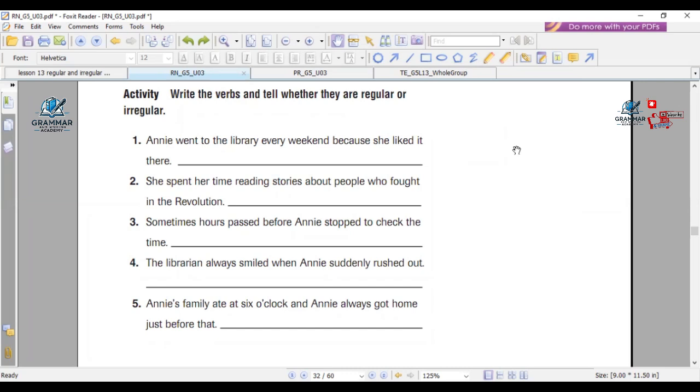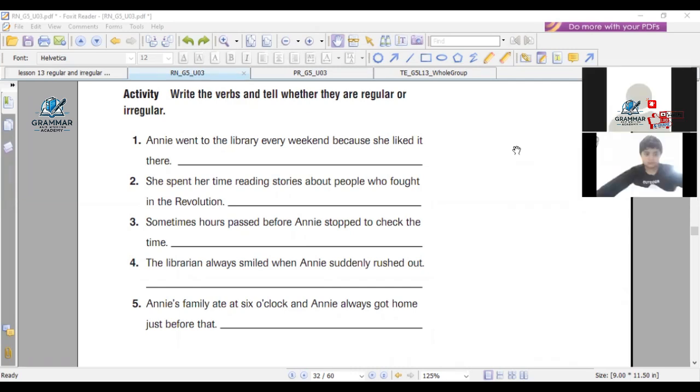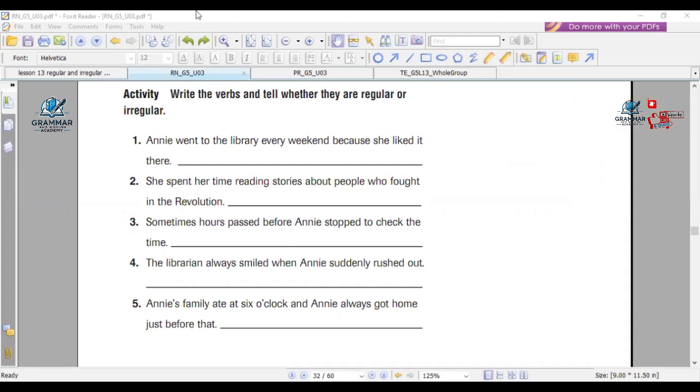Ibrahim Mirza, number 1. The first sentence. Okay. Annie went to the library every weekend because she liked it there. Okay, so there are 2 verbs here. Went, and went is an irregular verb. Good. And liked is a regular verb because it has ed. Thank you so much, Ibrahim.